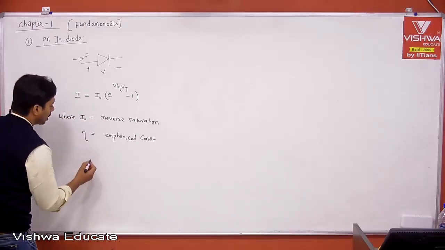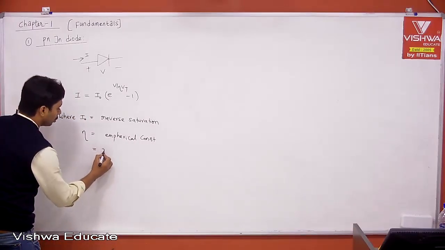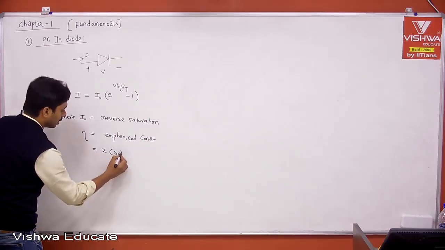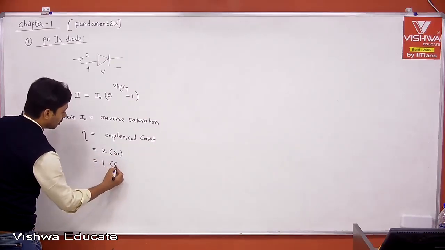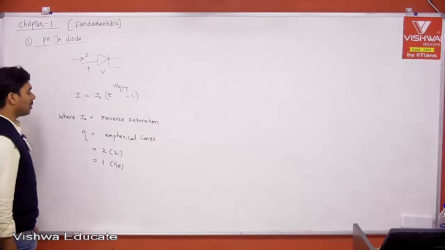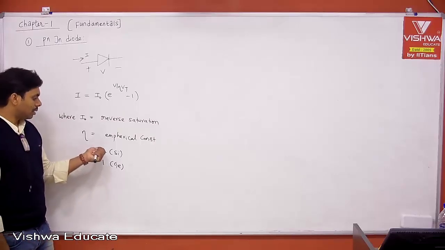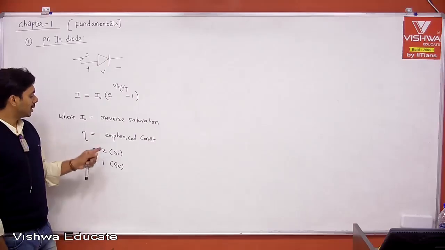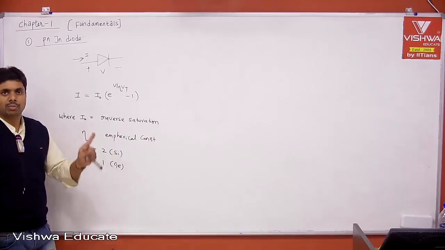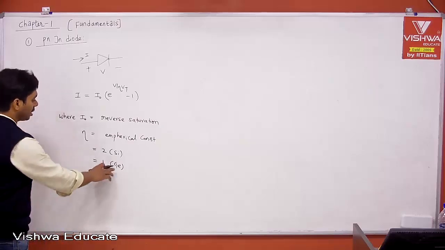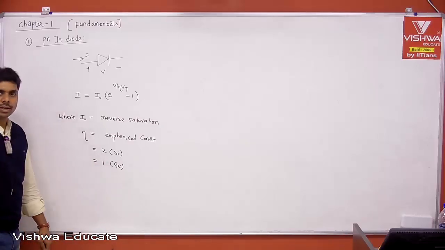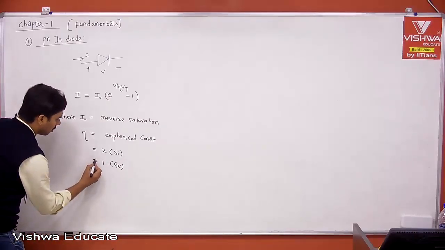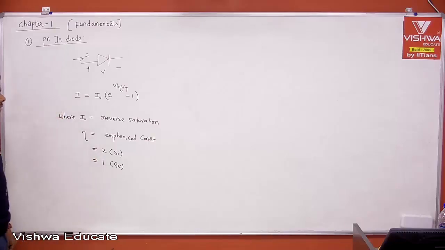Therefore, eta is equal to 2 for silicon and 1 for germanium. But remember, it is not always 2, that depends on the doping concentration of your PN junction diode. Then it can vary: 1.32, 1.8 or 1.9 or 2. Therefore, for germanium it is slightly greater than 1, but you can say approximately equal to 1. These are all approximate values.